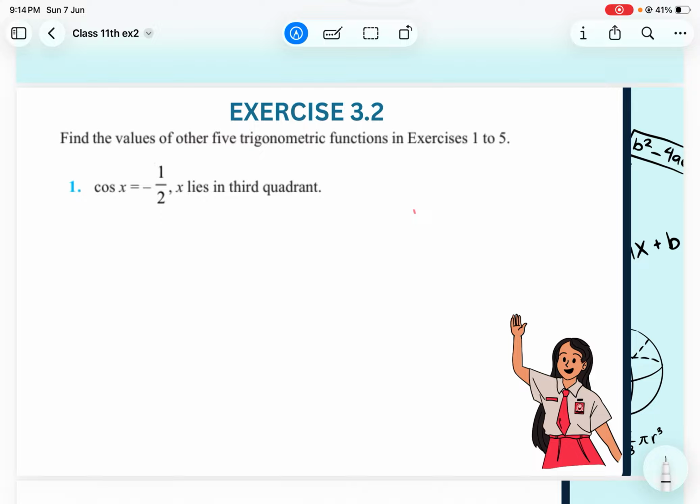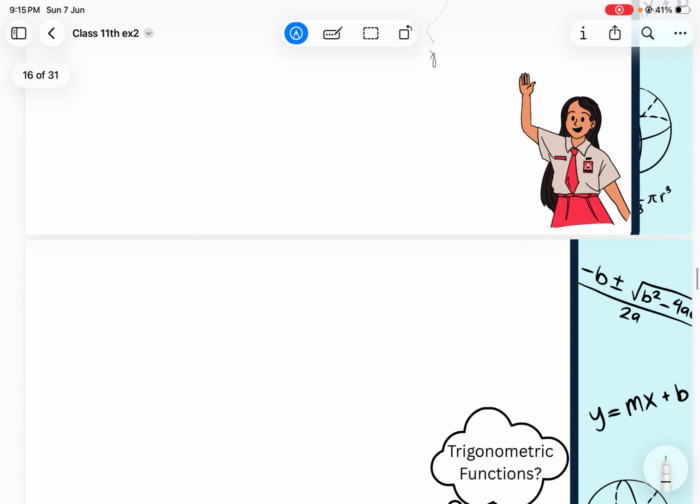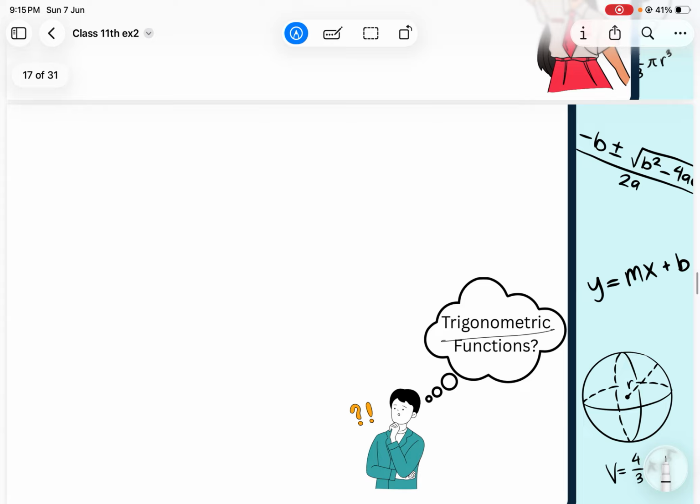So in the same way, here we have exercise 3.2, and suppose you are in an exam hall and it says find the value of other five trigonometric functions. Okay, five, you know, five means પાંચ, right? What is a trigonometric function? Do you know about this? Do you really, honestly, know what a trigonometric function is? If you don't know, then here you have a chance to know, and you are also not in the exam, so congratulations for that, right? So first we have to know what the trigonometric functions are. That is very important. You can't skip this, right?